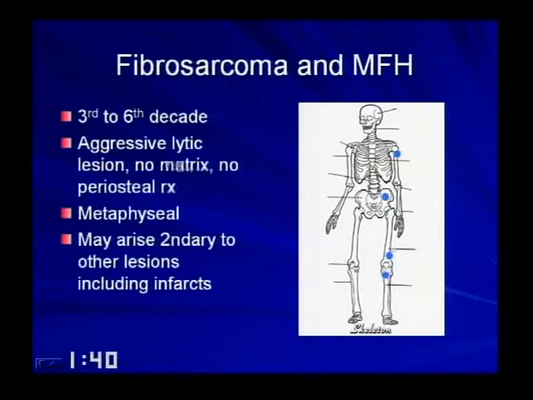Okay. Now, let's talk about the two malignancies, MFH and fibrosarcoma. The important thing to remember about these are the pertinent negatives. Usually these lesions are so aggressive you don't have periosteal reaction. You don't have time. No matrix. Okay? So usually metaphyseal. They can arise secondary to other lesions like infarcts. But again, aggressive lesions, no matrix, no periosteal reaction.